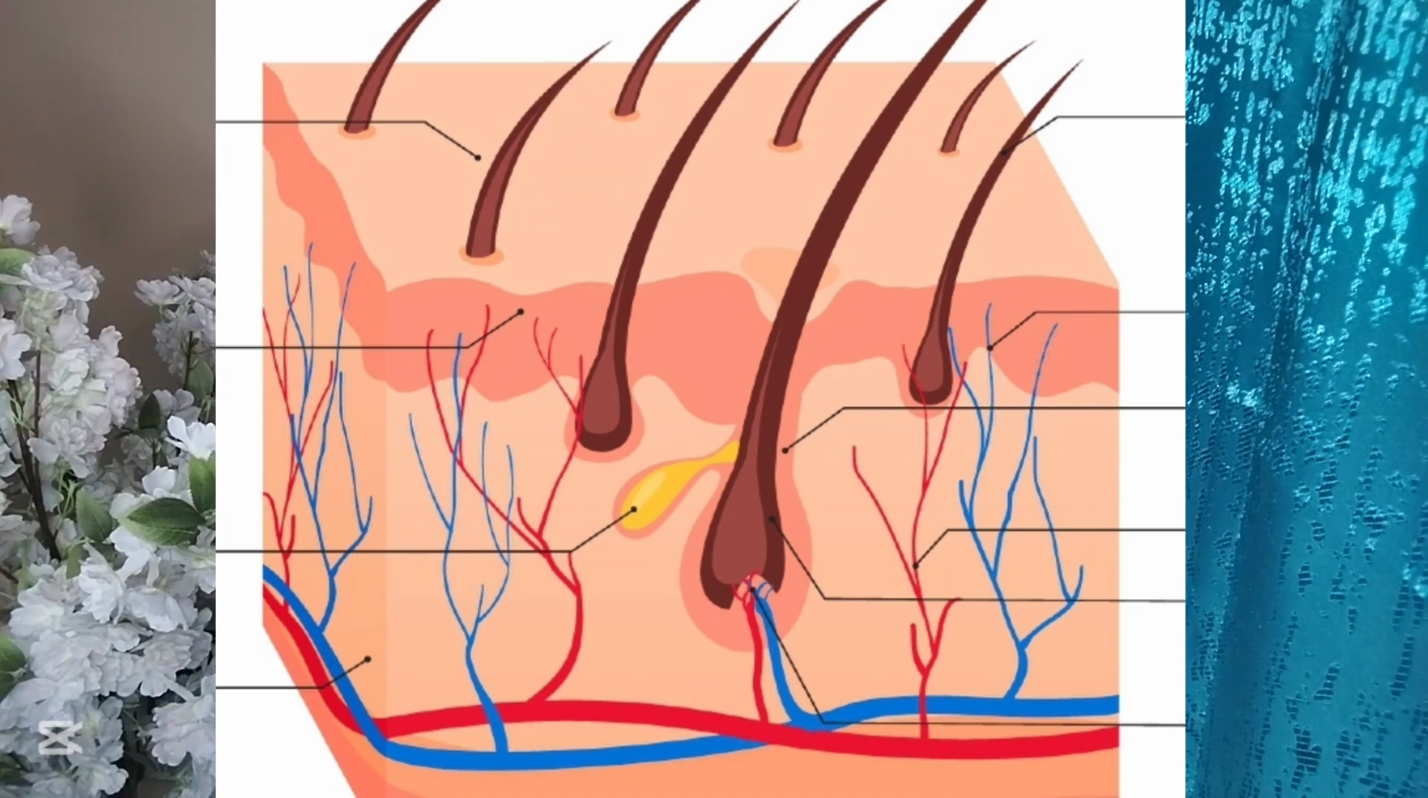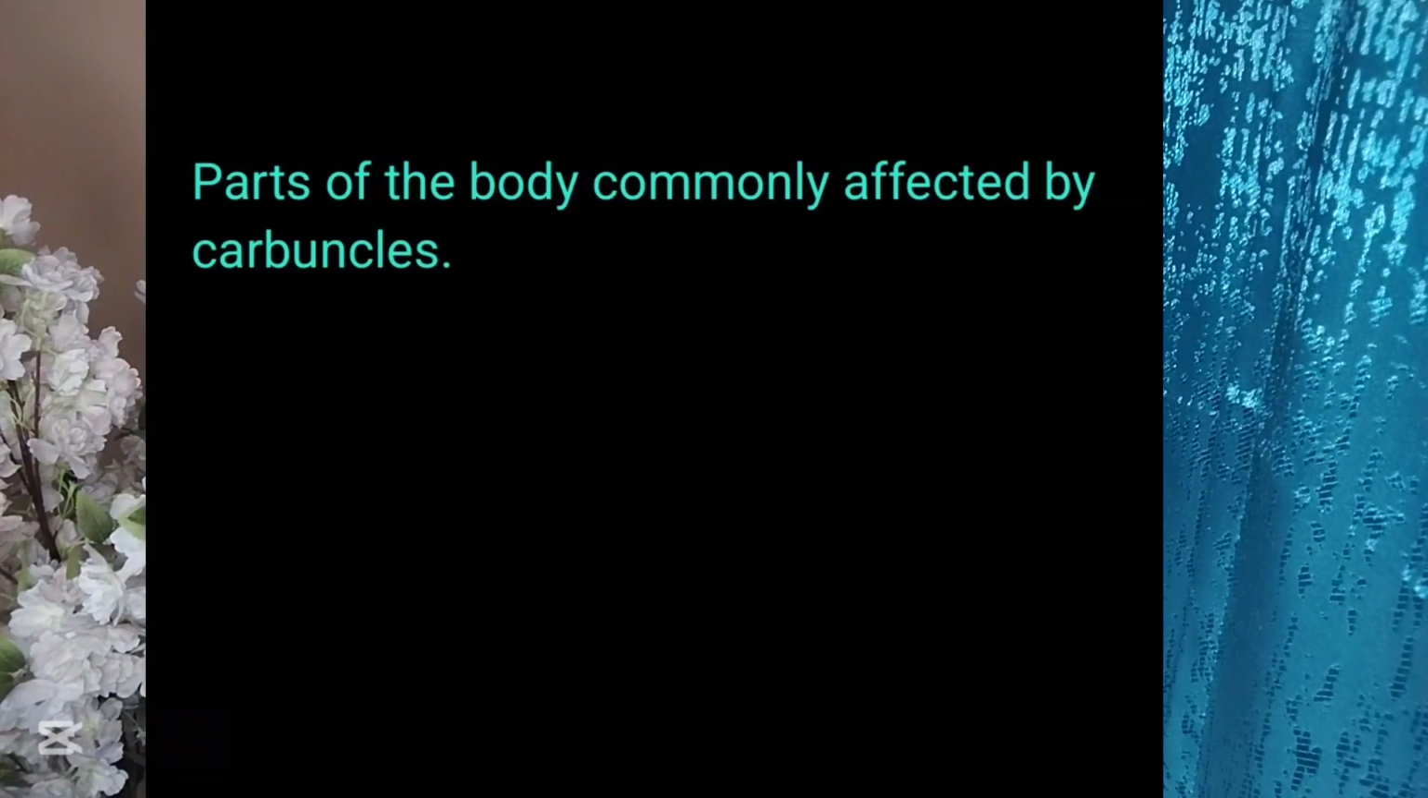The bacteria can also produce some poison called toxins, and this poison can also cause further destruction of the tissues below the skin as well as the skin. The sites of the body that are commonly affected by carbuncles include the back of the neck, the back, the shoulders, the cheeks, the hand and the forearm.